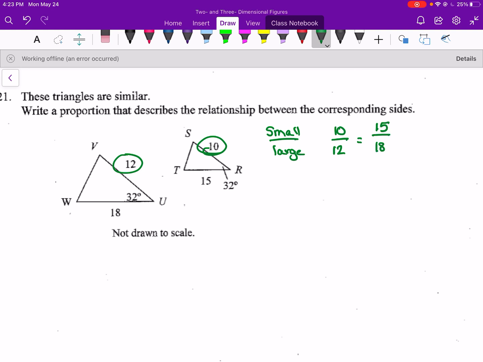You'll know that's a true statement if we check it. 2 goes into 10 and into 12. 3 goes into 15 and into 18. They should reduce down to the same number, so we know we have the right answer.